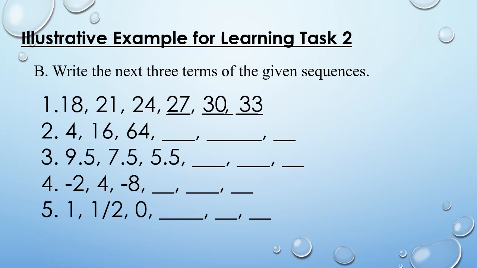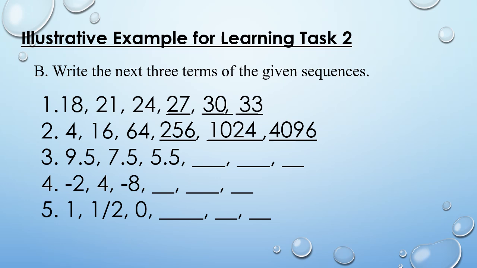Now, number 2. 4, 16, 64. So what's happening here? Alright, so we are multiplying 4 to each term. So 4 times 4 is 16. 16 times 4 is 64. So 64 times 4 is 256. And then 1,024 and 4,096. Okay, next, number 3.